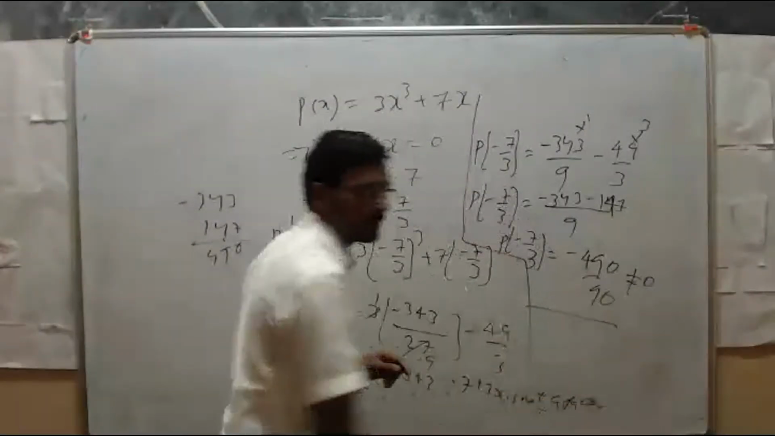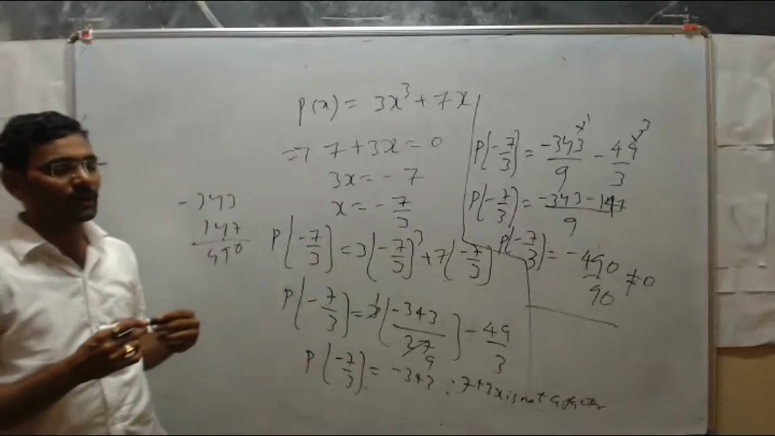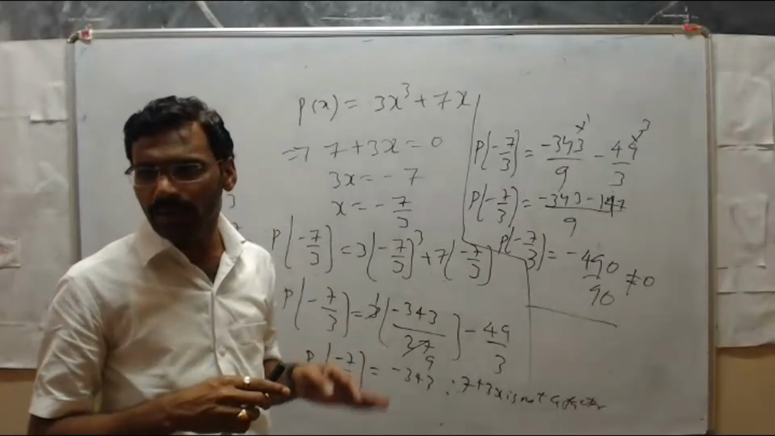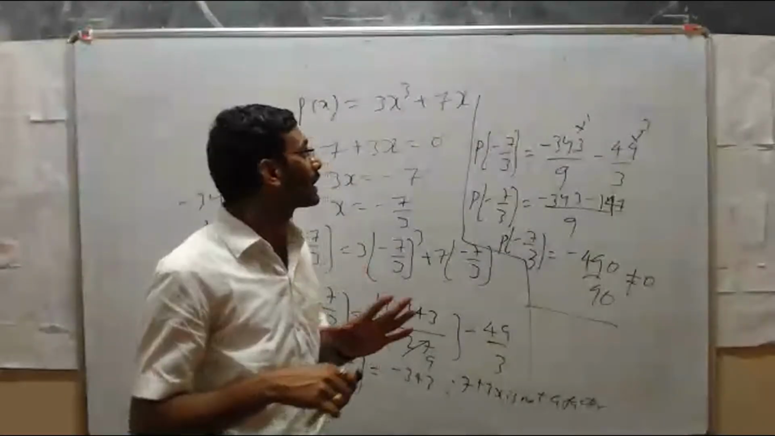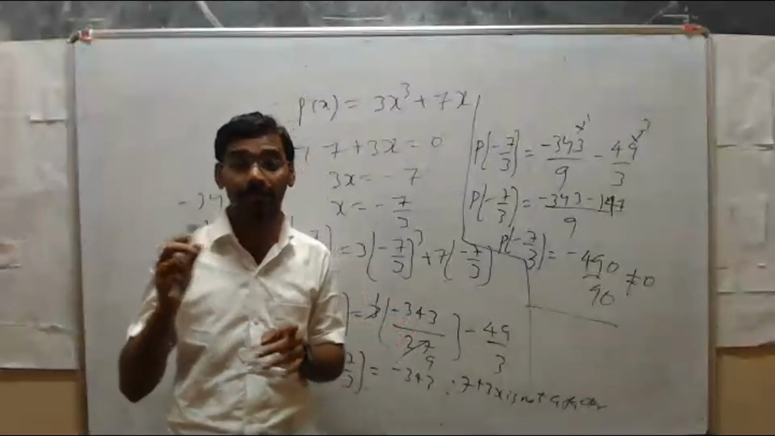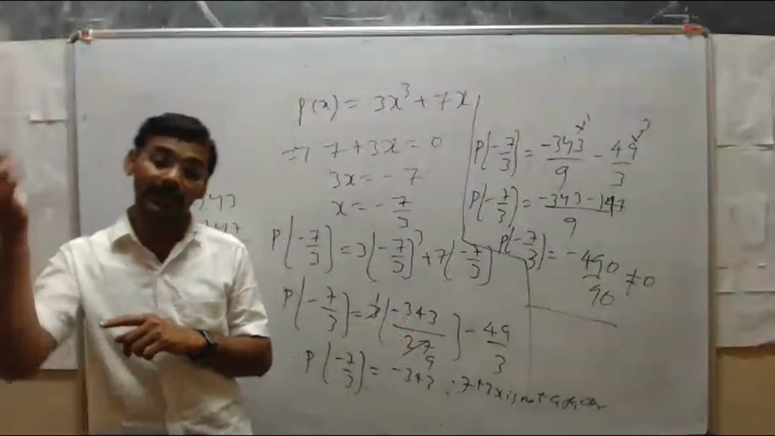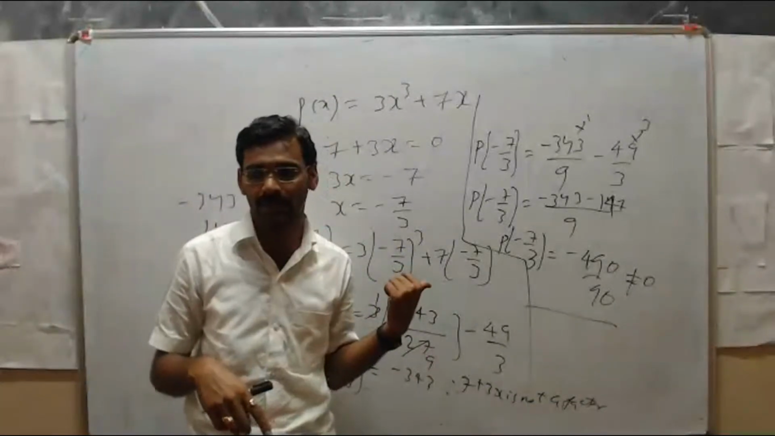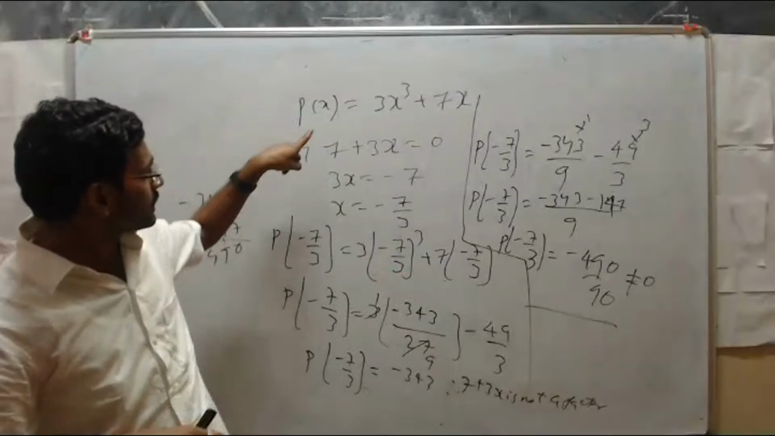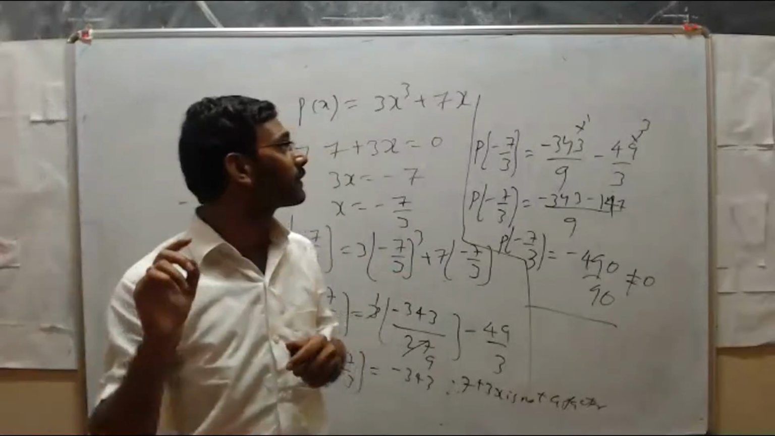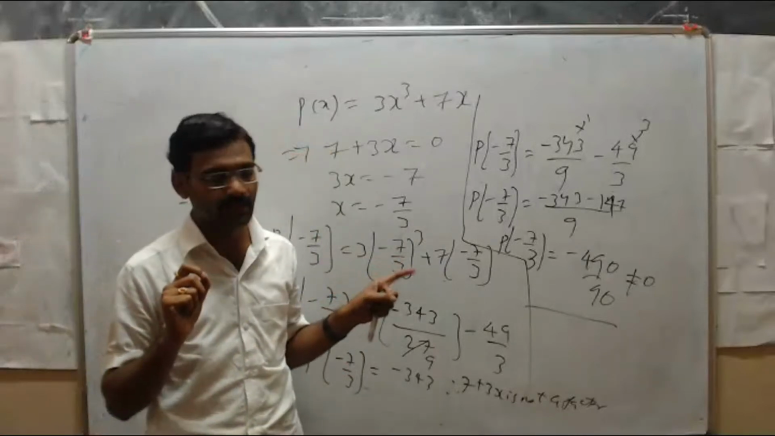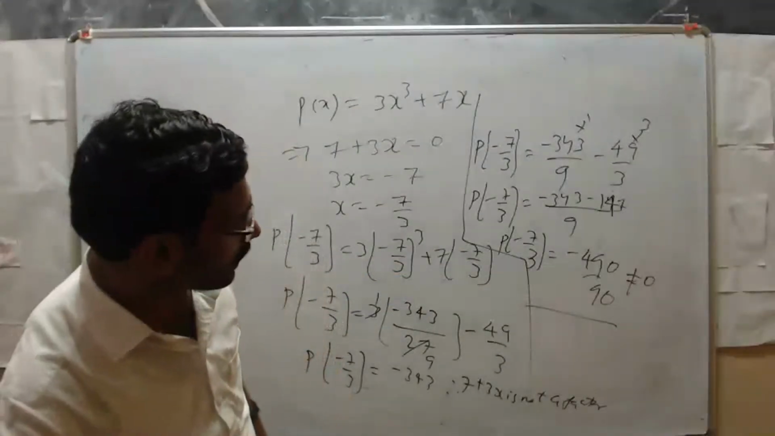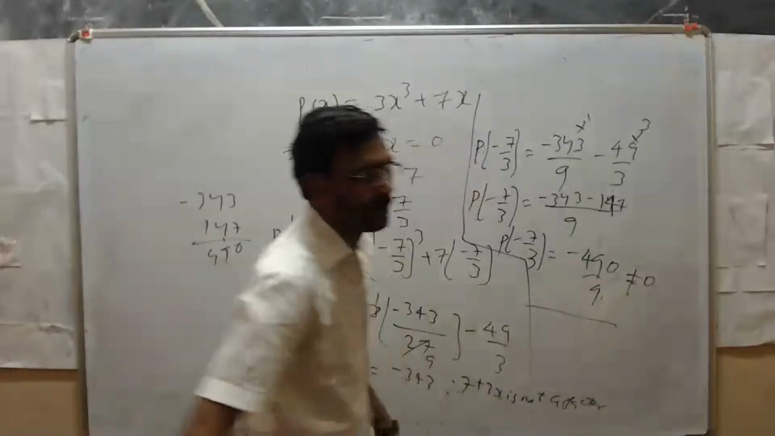What is the conclusion of this question? Therefore 7 plus 3x is not a factor of 3x cube plus 7x. Earlier, 7 plus 3x was a factor of 3x square plus 7x, but here with 3x cube plus 7x, it is not a factor. The answer, P of minus 7 by 3, is minus 490 by 9.